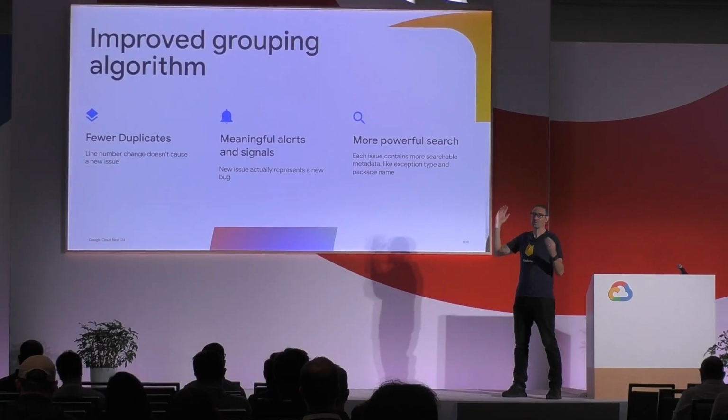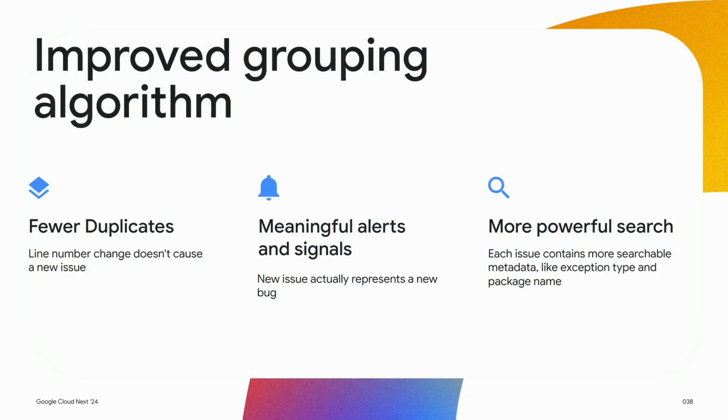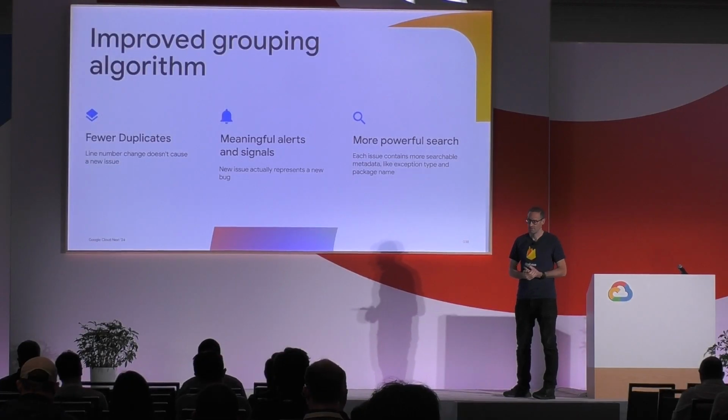And we improved our grouping algorithm as well. The grouping algorithm had been similar for a few years. We took feedback from developers, and the way that we group crashes had remained unchanged, but now you'll see fewer duplicates. Before, if the line number had changed, it would come up as a brand new issue for you. Now it won't. Now it'll be listed against the previous issue. There are more meaningful alerts and signals, since the new issues that you do get actually do represent new bugs. And we've added more metadata into all the crashes, so you can search for it as well.